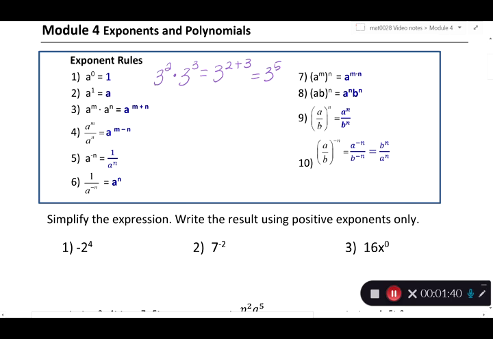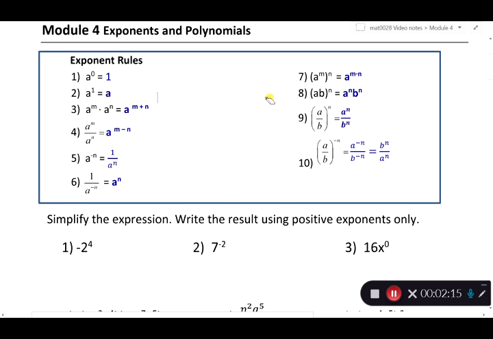What we can also do is go ahead and show it. So 3 squared equals 3 times 3, times 3 cubed equals 3 times 3 times 3. Then I can add up how many 3's do I have? 1, 2, 3, 4, 5. And I still get 3 to the 5th. The rules will make it go a lot quicker, but you can use the definition of what an exponent means to actually figure out what it should be.